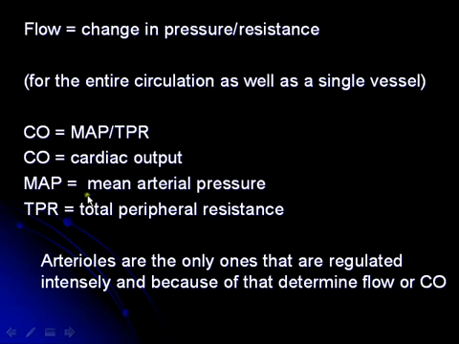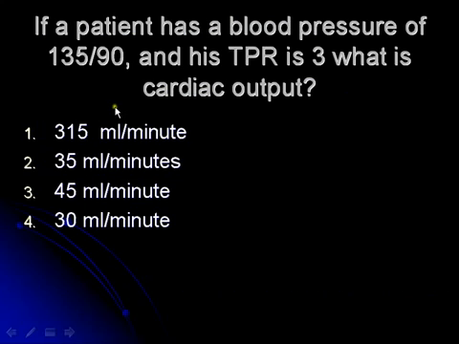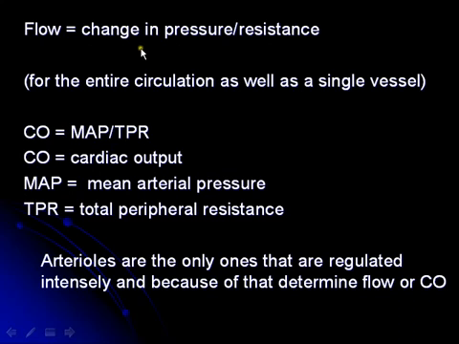So we use this one for one single vessel. We use this for the whole body. This is what your body monitors. You have little tiny receptors that are detecting pressure. And then I mentioned this earlier too. The arterioles are the only ones that are regulated intensely because that's what's determining the flow, or the cardiac output, to each of the organs. What vessels would be controlling pressure overall? The arteries. When we talk about the resistance, we're talking about arterioles.